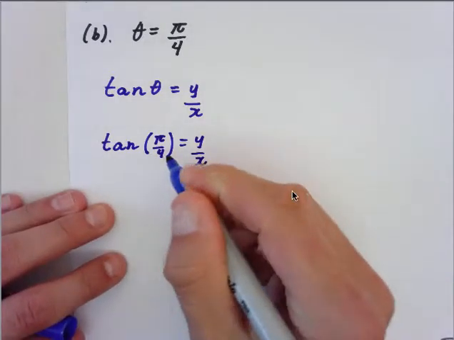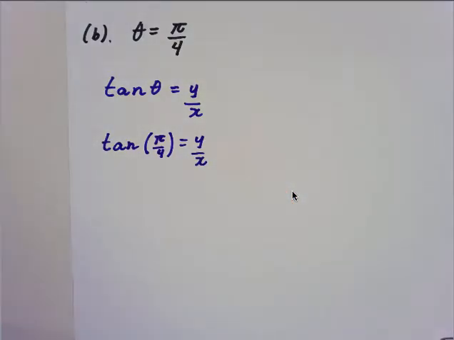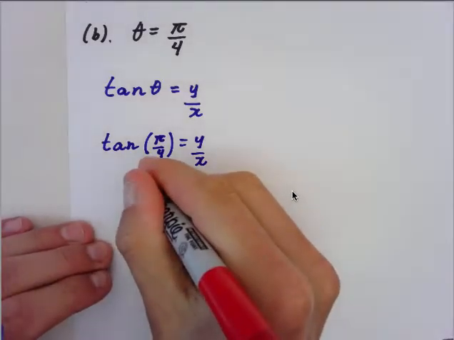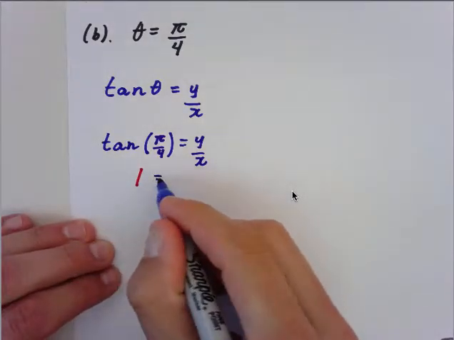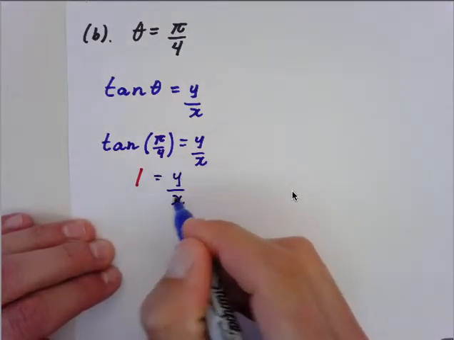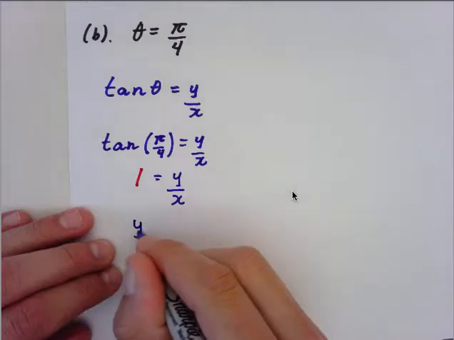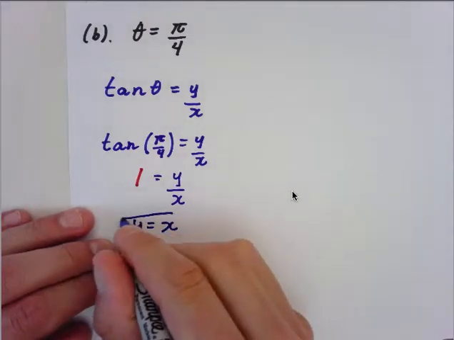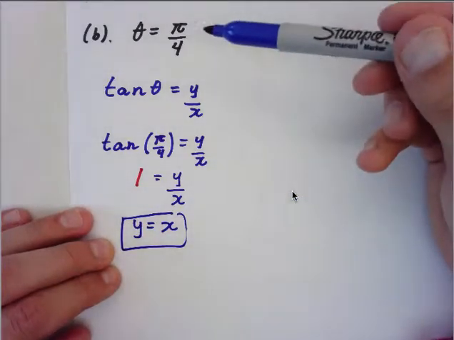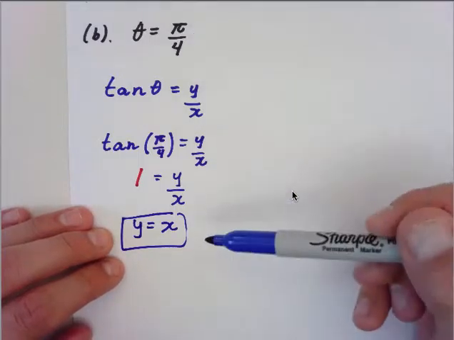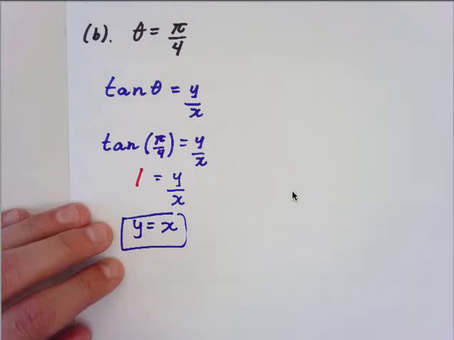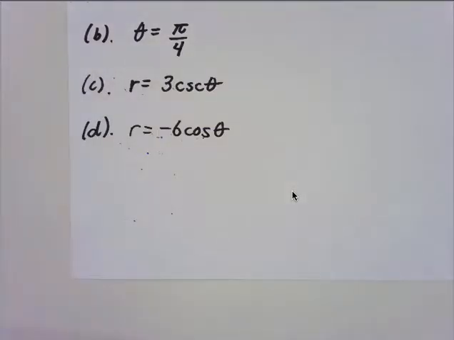Well, tangent of pi over 4 is just equal to 1. So I can switch that and make that a 1. And then that's going to equal y over x. So I can cross multiply and I get the equation y equals x. So the rectangular equation that represents theta equals pi over 4 is the line y equals x. And so let's move on to our third example.